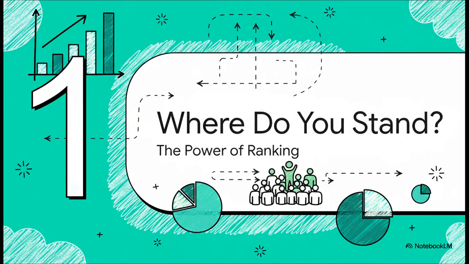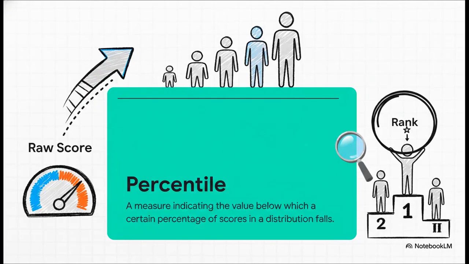All right, so our first stop on this journey is a really simple but incredibly powerful idea: ranking. How do we figure out where one value stands in a whole crowd of them? Well, the most common way to do this is by using something called percentiles. A percentile tells you the percentage of data points that fall below your specific value. And here's the part you really got to remember. A percentile is all about your rank, not your score. Getting a 90% on a test is completely different from being in the 90th percentile.